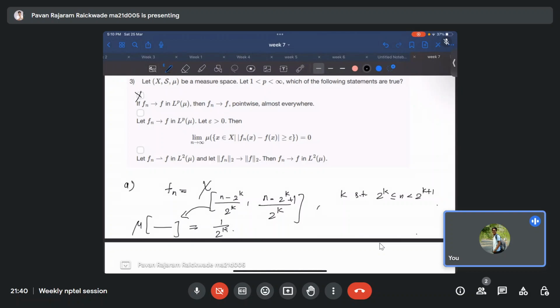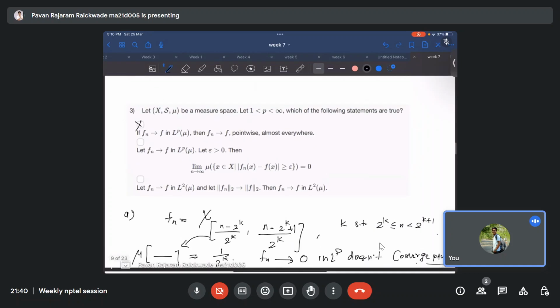Yeah, and it's kind of dependent on n. So you can show that this Fn converges to 0 in LP, but doesn't converge pointwise. Okay, you try showing this thing. This will be an interesting exercise.